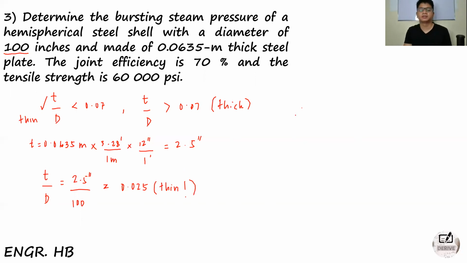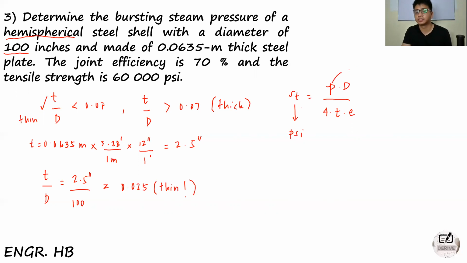So we all know that we have a formula for thin-walled pressure vessels, especially hemispherical ones: tensile stress equals PD over 4 times thickness times the efficiency. Efficiency is E. So PD over 4tE. This is always the formula for spherical vessels.